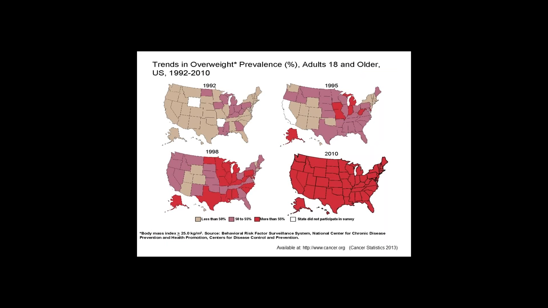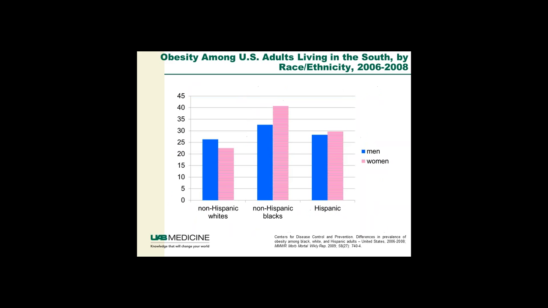So again, as I mentioned before, different maps and so forth. This one looks at just the trends of overweight prevalence among adults in the U.S. from 1992 to 2010. And as you see, at 2010 and beyond, more than 55% of the entire U.S. has a prevalence of overweight. And here we're defining overweight as a body mass index of greater than 25 kilograms per meter squared. So the fact is, this is not only a problem in the Deep South, it's a problem nationwide, but more specifically, it is a significant challenge here.